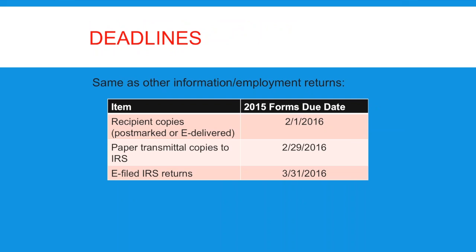If you are doing paper forms, so you're going through that paper process and sending the 1096 out, that 1096 and the IRS A copy has to be postmarked by February 29th, 2016. Usually it's the last day of February, so February 29th, 2016 is the date there. And then the e-file returns are due March 31st, 2016. Those are just the deadlines to keep in mind as you're looking at your 1099 miscellaneous forms and thinking about processing them for this year.